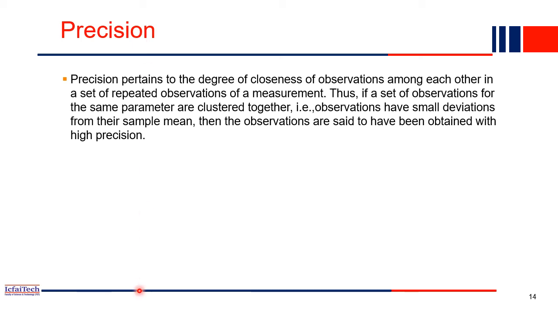So precision means, as I mentioned earlier, if there are multiple repetitions, like for this length you are measuring the distance multiple times, 100 times, 200 times, and all the measurements are very close to each other, then we call it a very precise measurement. If the observed values have very small deviations, the standard deviation is very small, right? Then we consider it a very precise measurement.